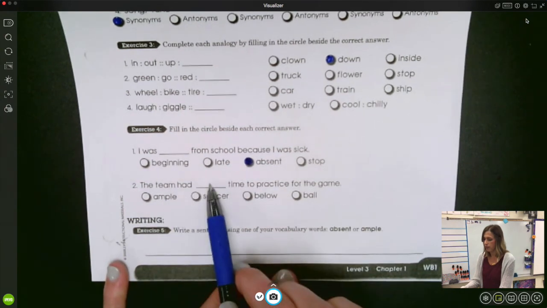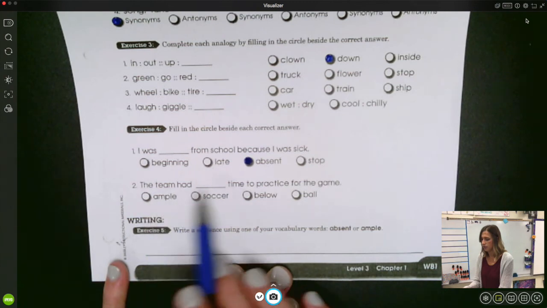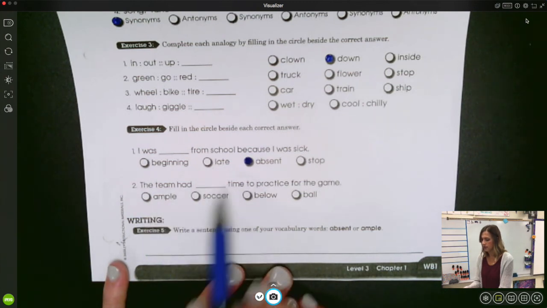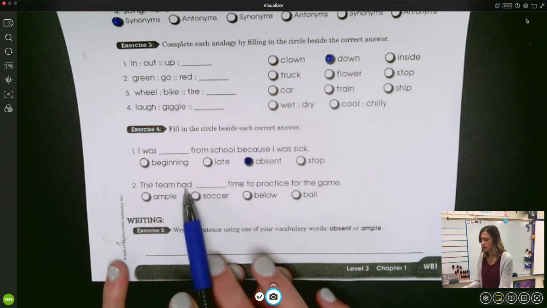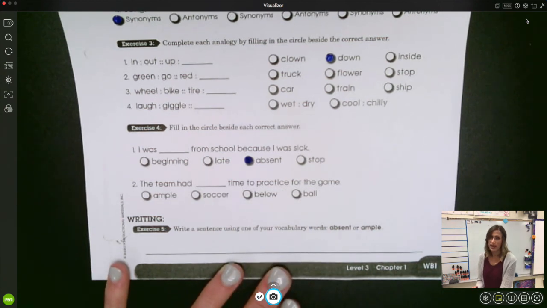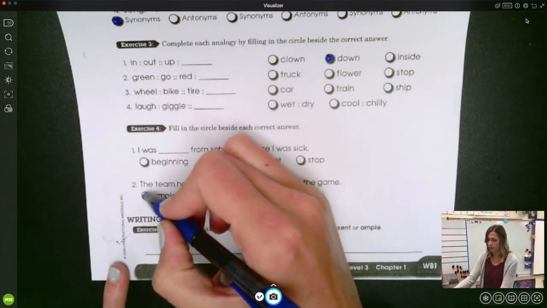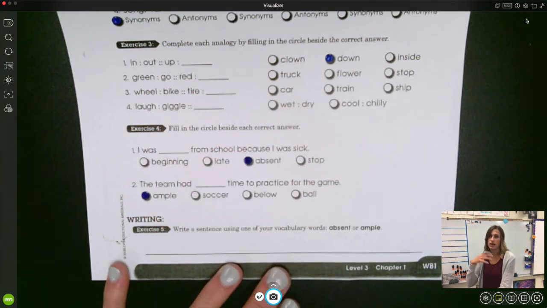The team had blank time to practice for the game. The team had ample time. The team had soccer time. The team had below time. The team had ball time to practice for the game. This one would be ample. Last week we learned the vocab word ample, and that means you've got plenty of something. Okay, so if you've got ample time to get something done, you're not in a rush, you've got plenty of time to get it done.